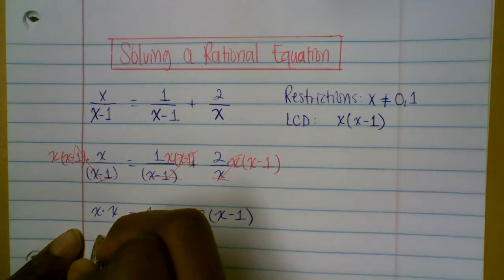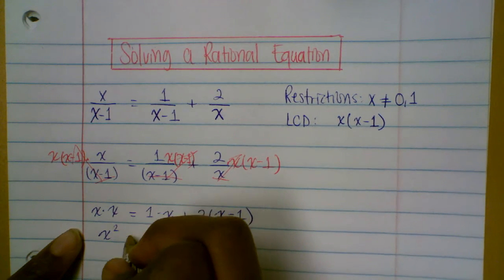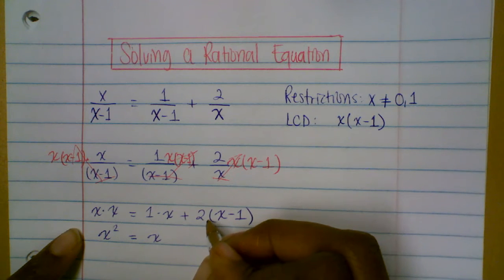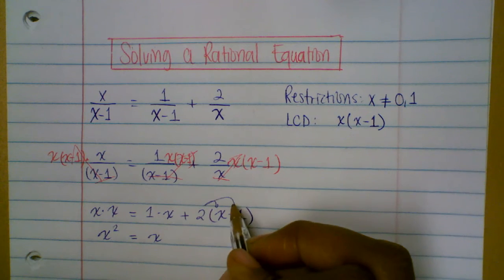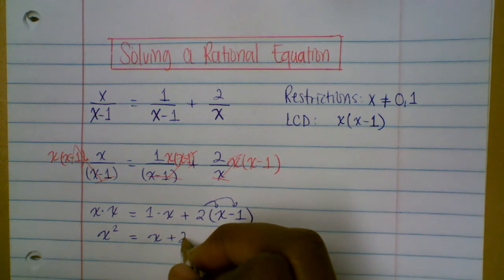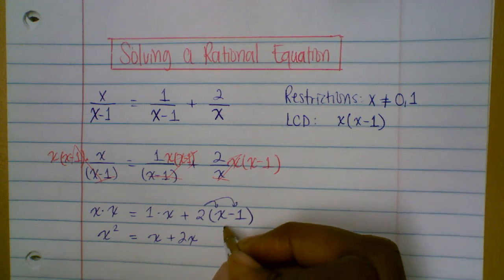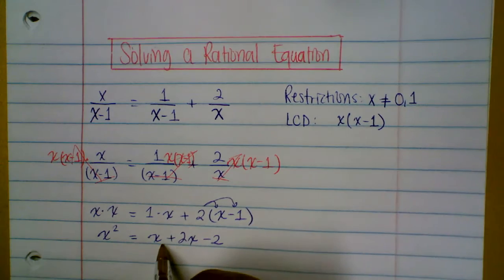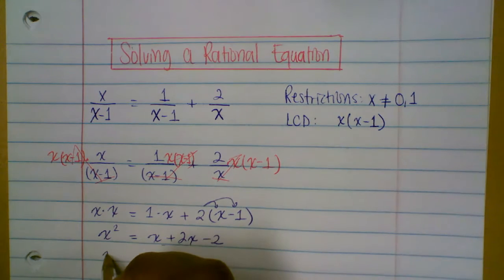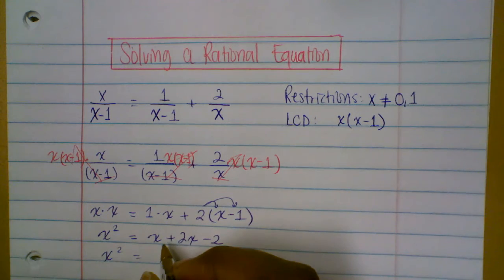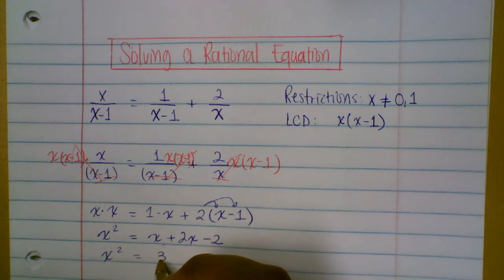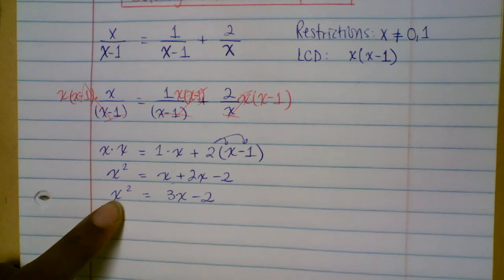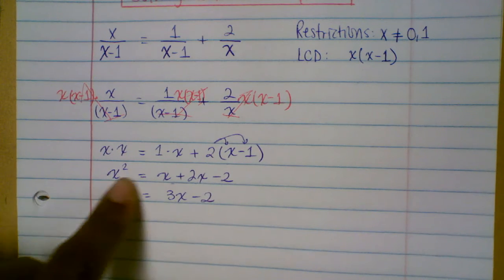So x times x is x squared. 1 times x is x. And I'm going to distribute the 2. So 2 times x is 2x, and 2 times negative 1 is negative 2. I notice I can combine those two terms together, and I end up with 3x minus 2.